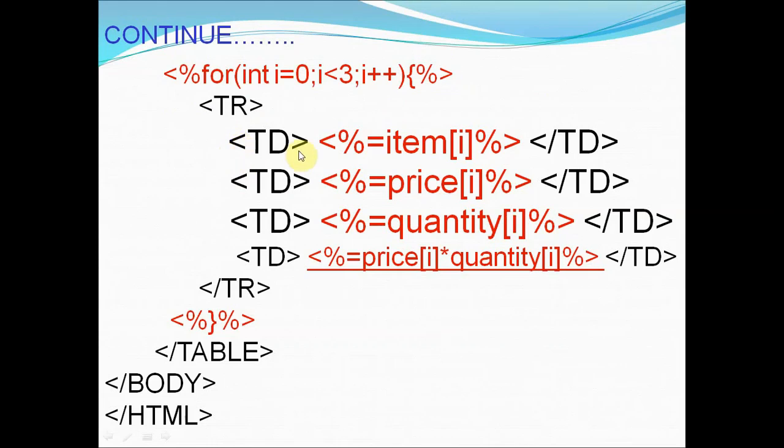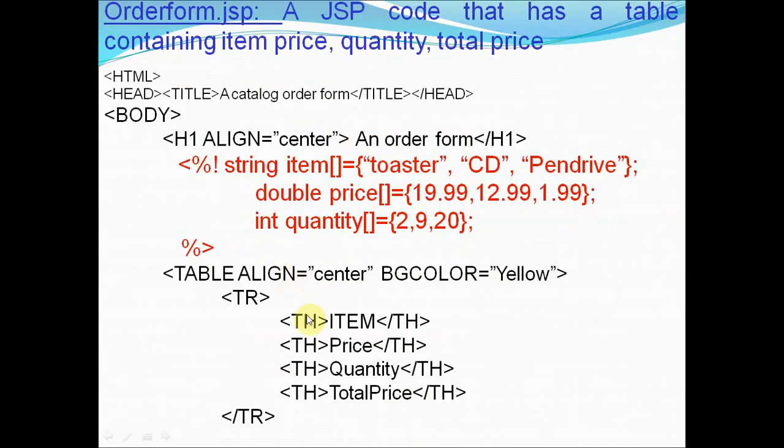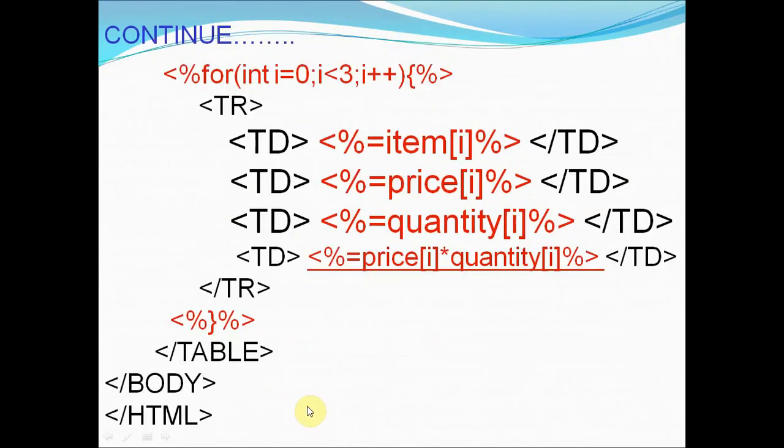And then TD. So we have to write four data. So 1st TD, 2nd TD, 3rd TD, 4th TD. तो चार बार हम TD statement लिखेंगे. जैसे चार बार हमने heading लिखी है, उसी के corresponding we have to write 4 times TD statement. So the first TD will display item, percentage equal to item, item की I position, 0 position.